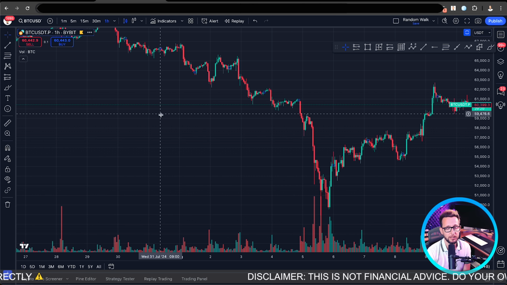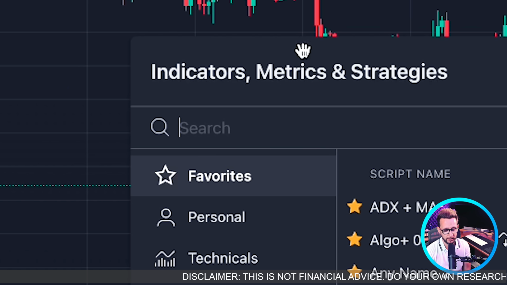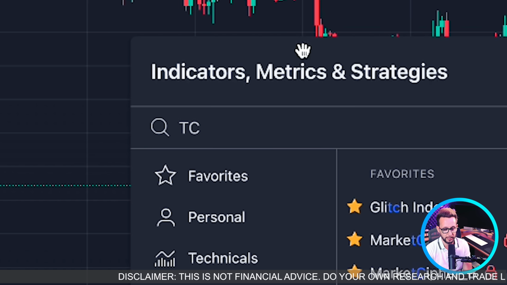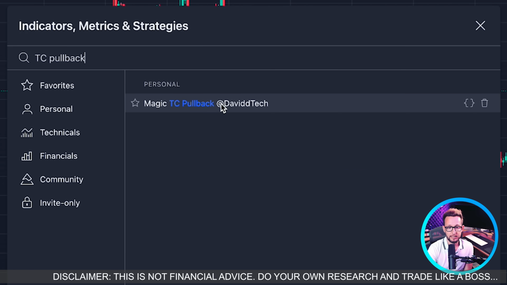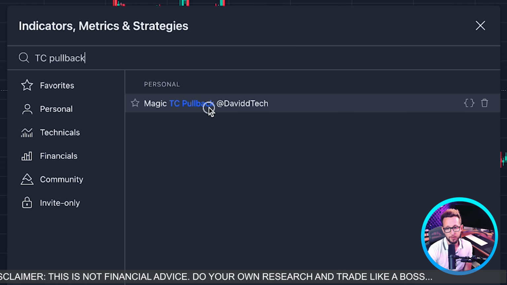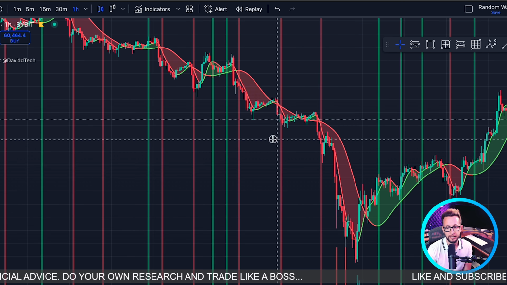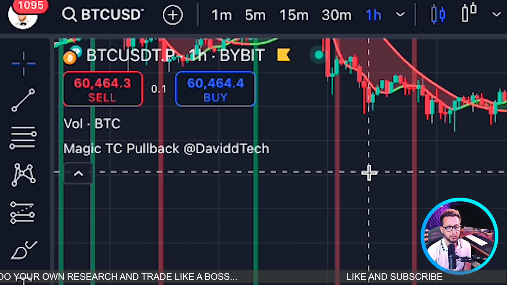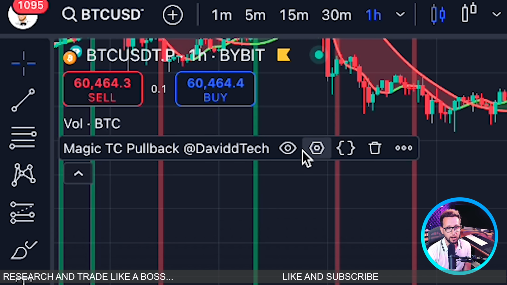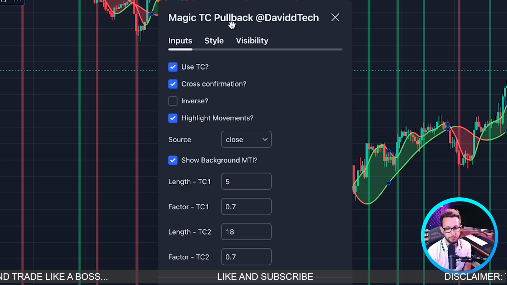Right, okay, first thing we're going to do is go to indicators at the top here. We're going to add our first indicator, which is called the TC pullback, and it's this indicator here called the magic TC pullback. We're going to add it to our charts, and it's going to add this kind of a cloud looking indicator to our charts. First thing we're going to do is go over to our cog up here and set up the magic TC pullback indicator.